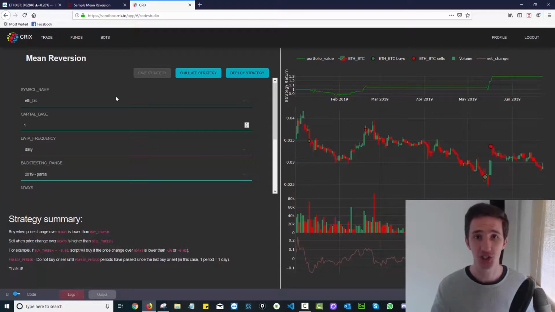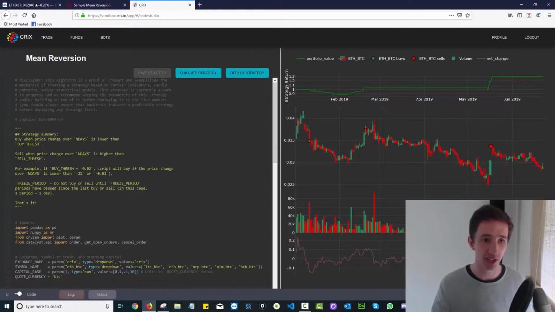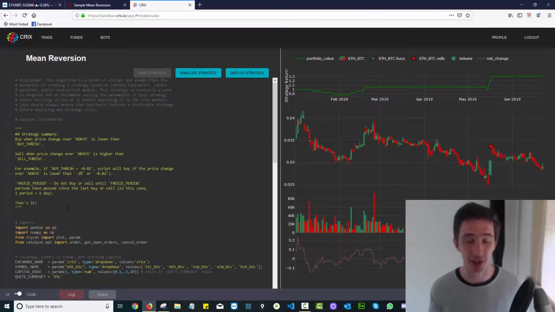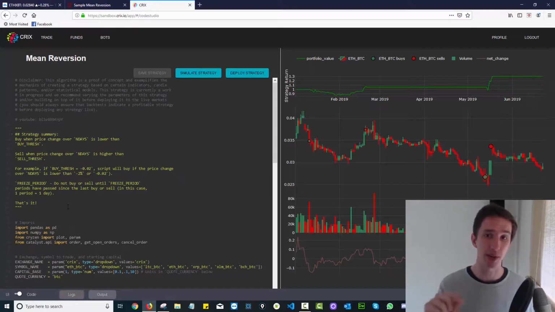Now, I don't suggest you just go and deploy a mean reversion strategy into the market right now. What I'm saying is that you can have an idea and you can implement it here yourself. Now, if I switch over to the code section, and for those of you who really don't know any Python or programming, don't worry, you don't need to. In fact, this is a great way to learn.